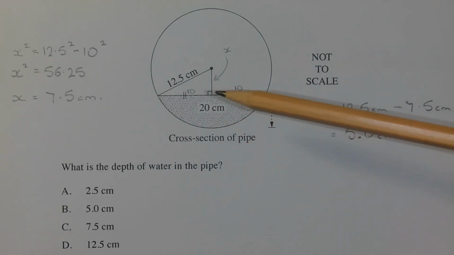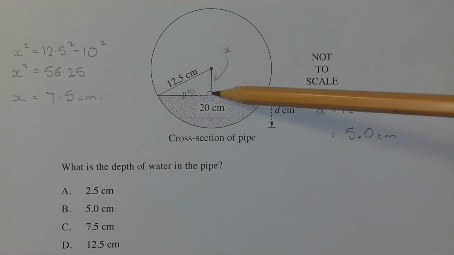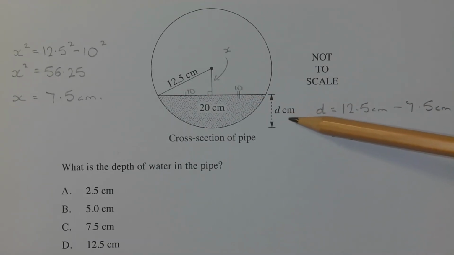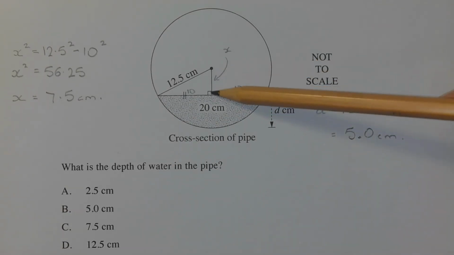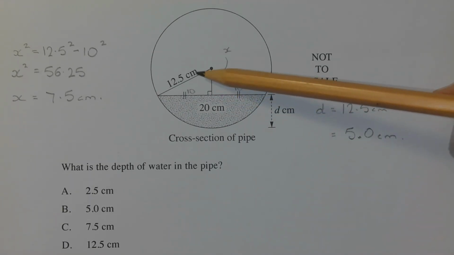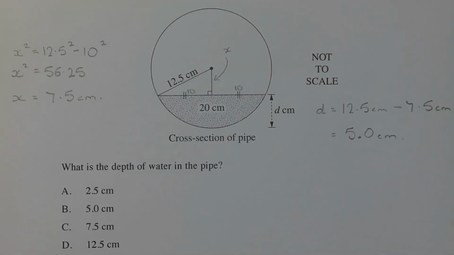That means the difference between the radius of the circle and the length of the short side of this right angle triangle will equal d centimeters, which is the depth of water in this pipe. So if we can work out the length of the short side of this right angle triangle, subtract that from 12.5 centimeters, we've found the depth of water in this pipe.